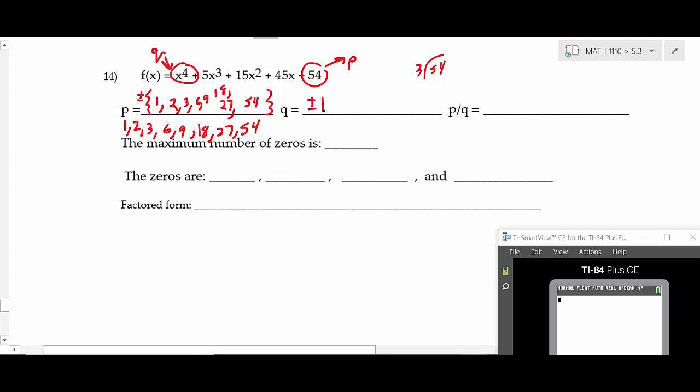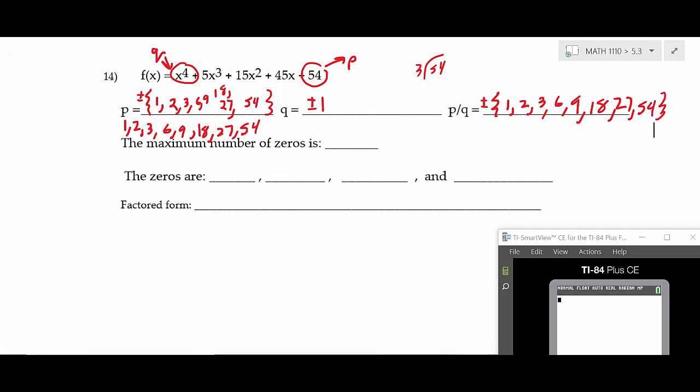Okay. Now what we do is we do the P over Q list. So you're just doing 1 over 1, 2 over 1, 3 over 1, and so forth. So you actually just end up with the same list that you have for P. So that would be 1, 2, 3, 6, 9, 18, 27, and 54. Okay, so I just want you to remember how to do that.